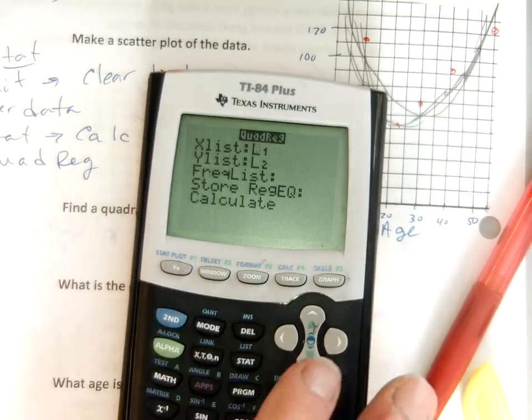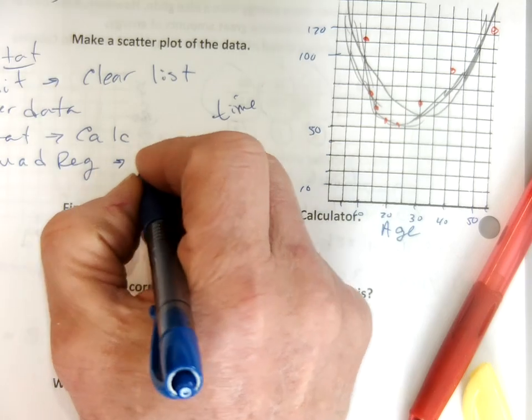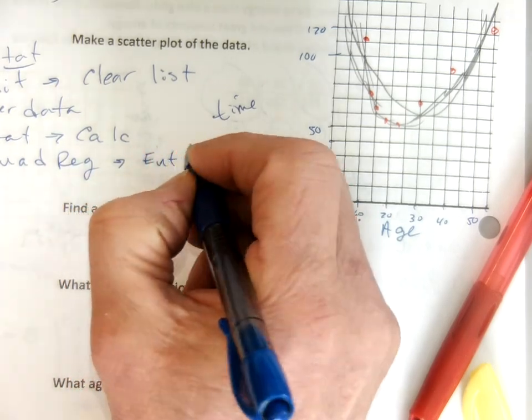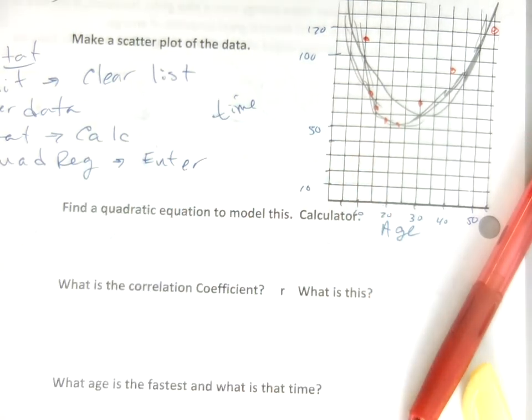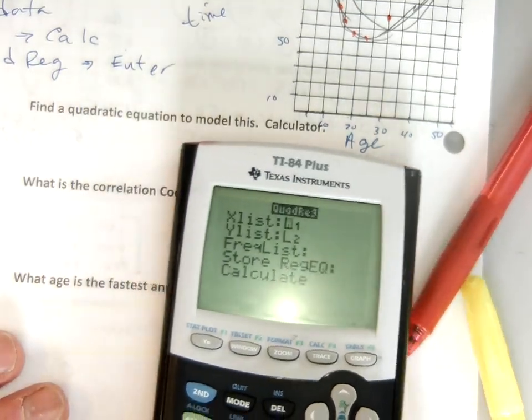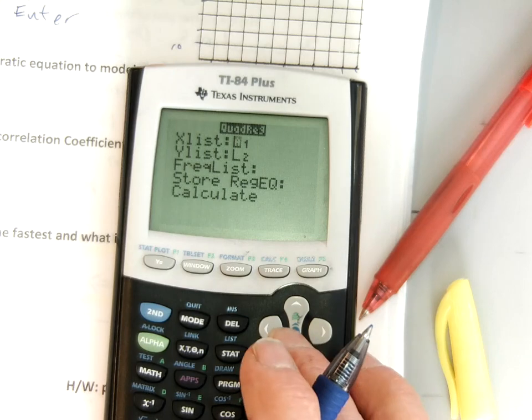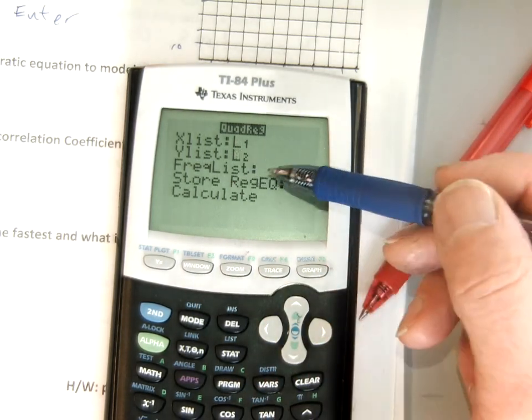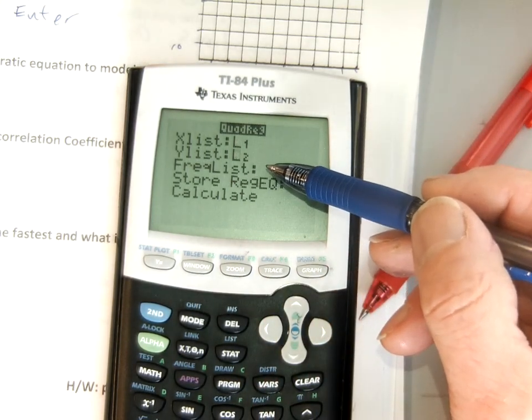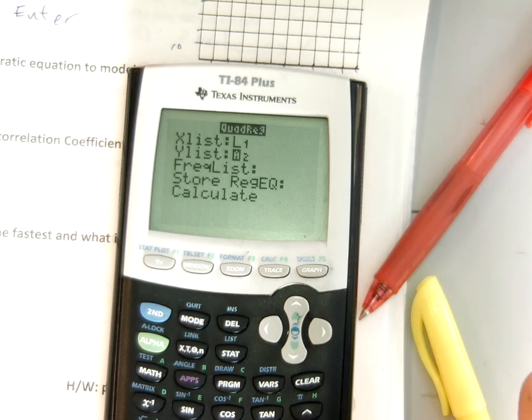Enter. Okay, push enter. Now every calculator is different because there are like 3 different models. Okay, so who's got the old calculators, those old purple beat up ones? Nobody does. So that's good. So I'm going to go down to, I've got list 1, list 2. I like that. Quadratic? Yep, quadratic. And then enter.